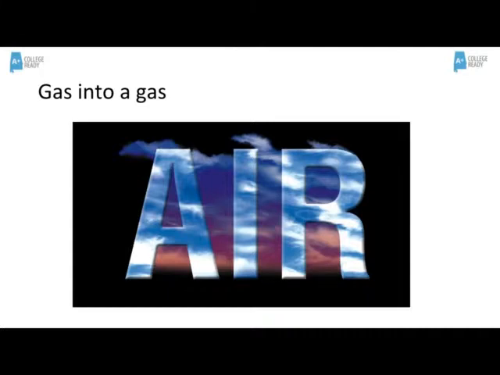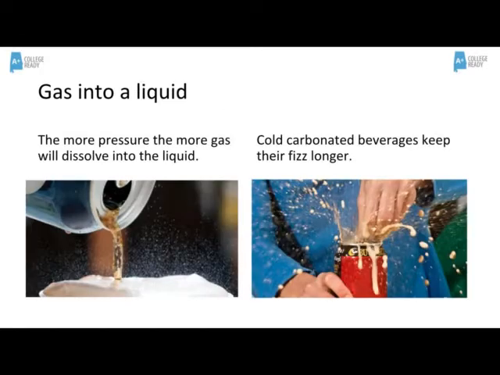Gas into gas is something like the air that you breathe. The air that we breathe is a mixture of all different kinds of gases, and so that's an example of a mixture of gases. A gas can also be dissolved into a liquid, and the most common example of this would be a carbonated beverage, like a Coke or a Sprite or something like that.